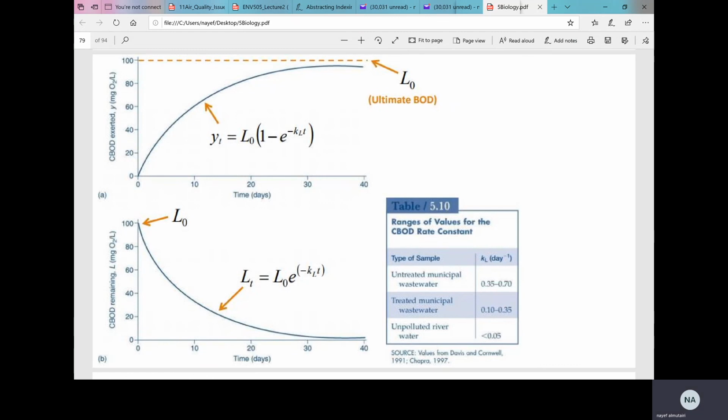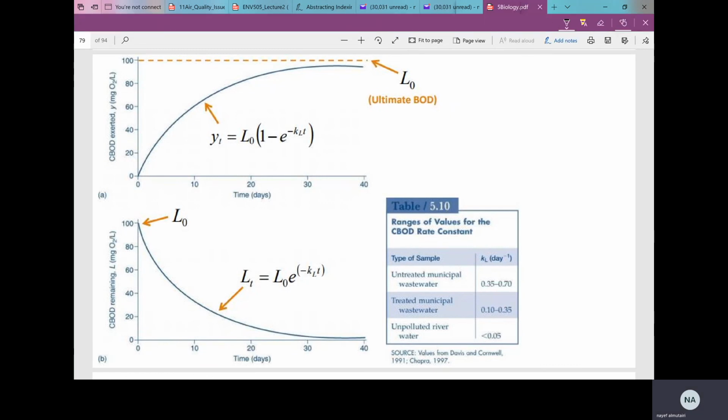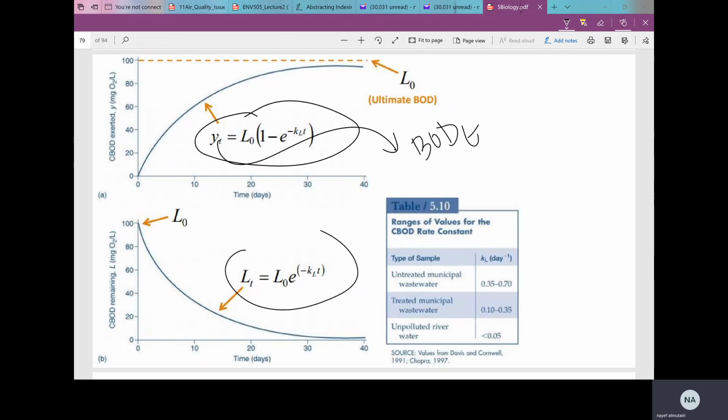This is also just summarizing the two curves. This is the BOD5. Again, this is BOD at time T. And this is the food, the substrate, that will come down with the eating, the degradation from the microorganisms. This is L naught.